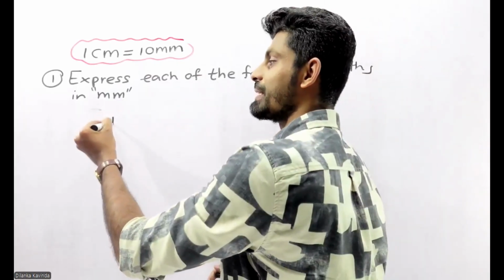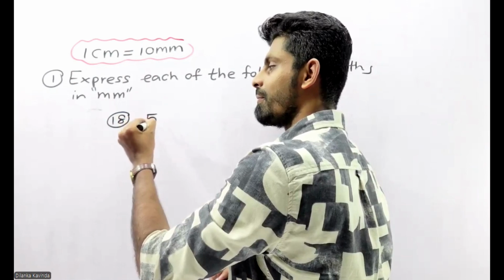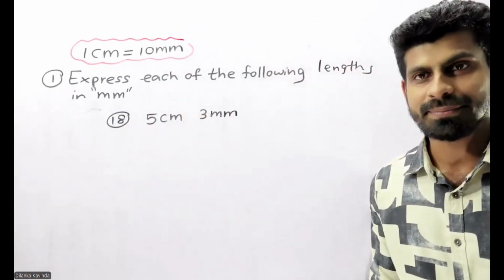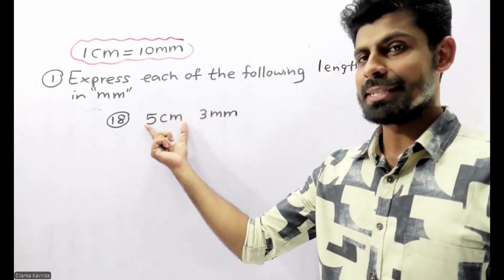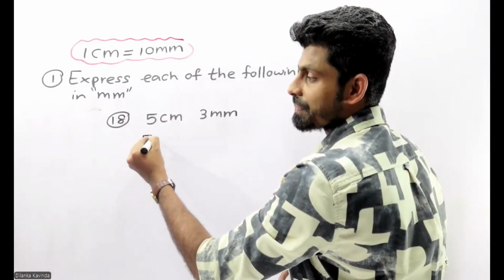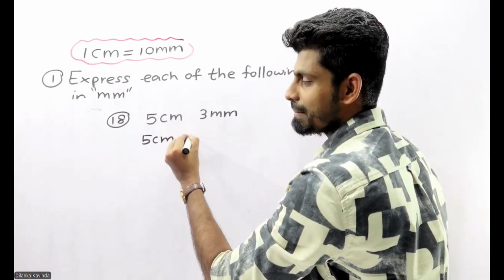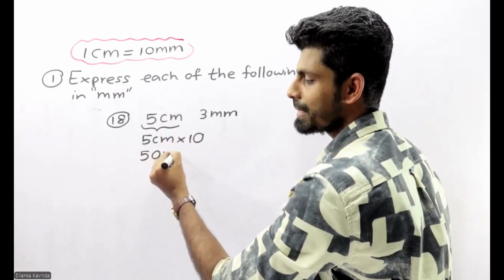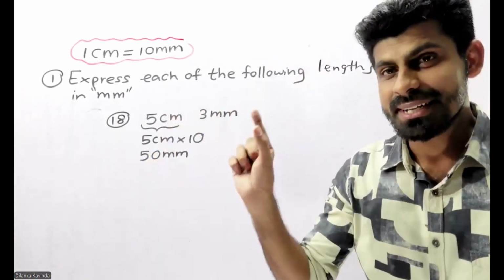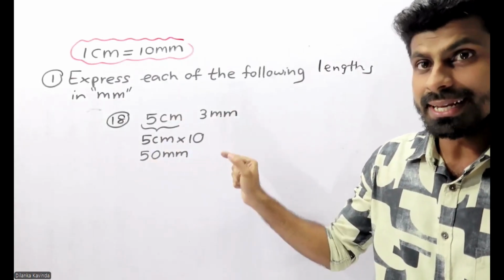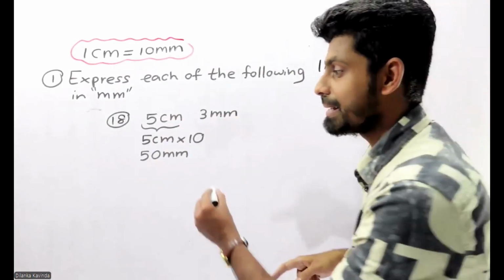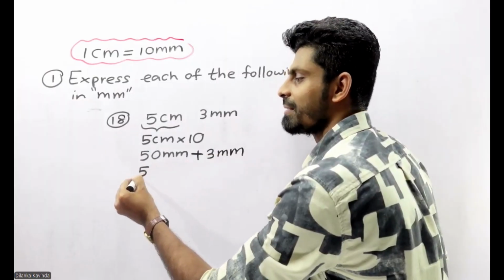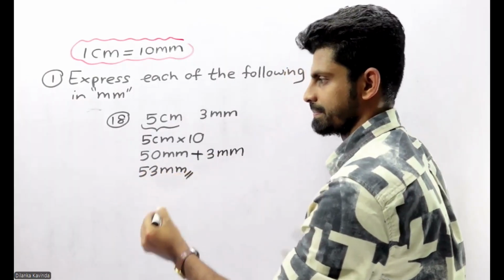Question number 18. So what is question number 18? 5 centimeters, 3 millimeters. That one is very easy. 5 centimeters multiplied by 10. First convert, 5 multiplied by 10 equals 50 millimeters. 5 centimeters means 50 millimeters. In addition to that, we need to add 3 millimeters. Then 50 millimeters plus 3 millimeters means 53 millimeters.